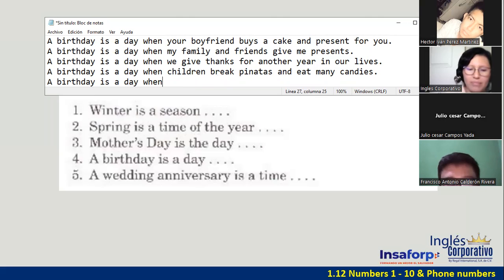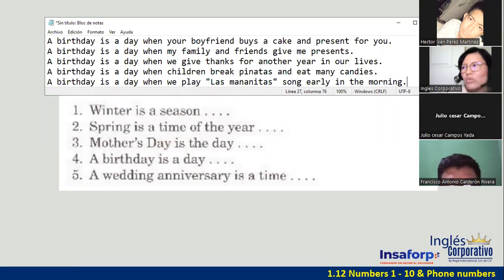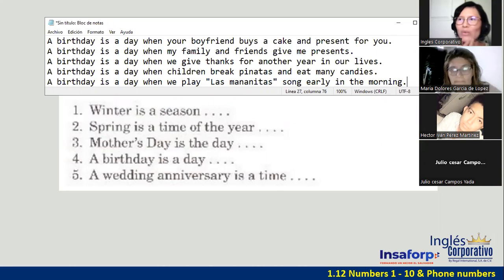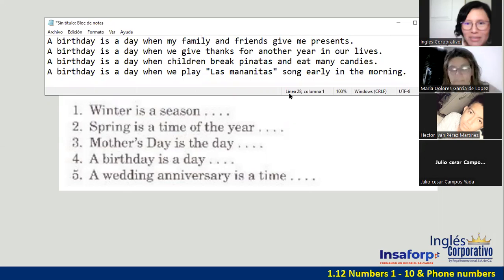A birthday is a day when we play a mañanita song. Ah, okay, when we play las mañanitas. No, siento, chicos, no tengo la letra ñ. Las mañanitas. Ajá. Song. That's true. Early in the morning. Si no, no cuenta, ¿verdad? Early in the morning. When I was a child, my father used to play the song so I could wake up, right? With the sound of the mañanitas right in the morning. Okay, very good, guys. Excellent.